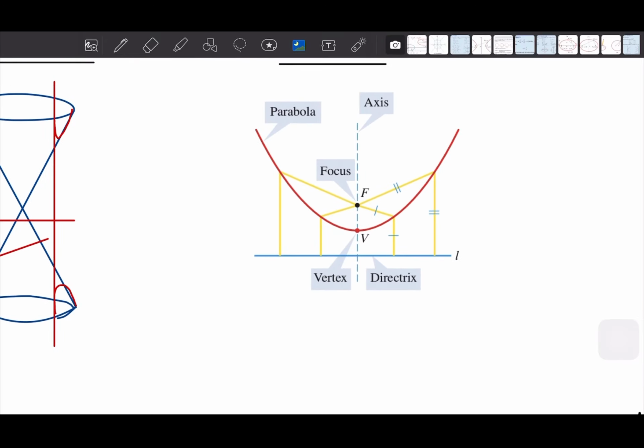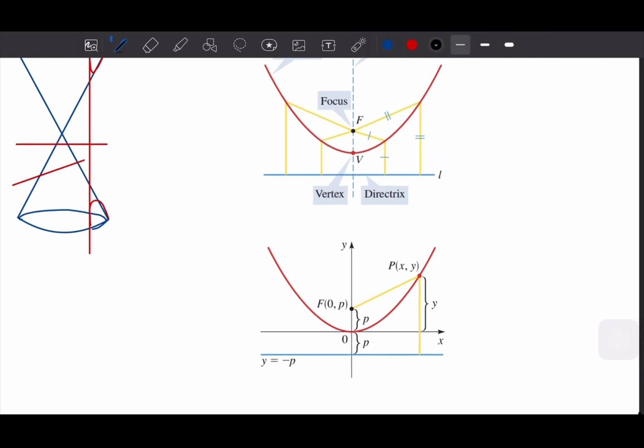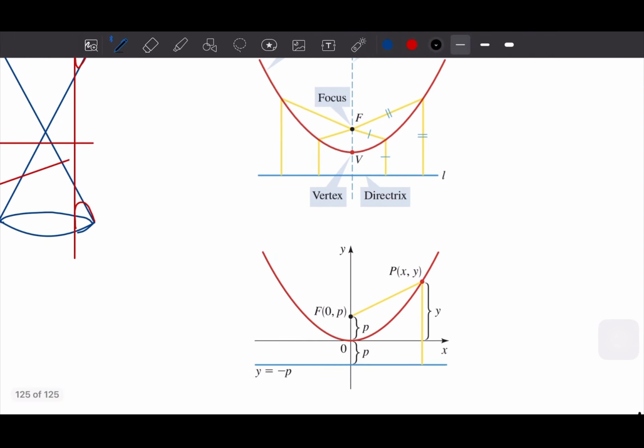Okay, and we're going to take the second graph, this one. To write those definitions in a more formal geometric formulation, we are going to take some distance here as our p. Then this line becomes our y equals negative p, if the vertex is at 0, 0.